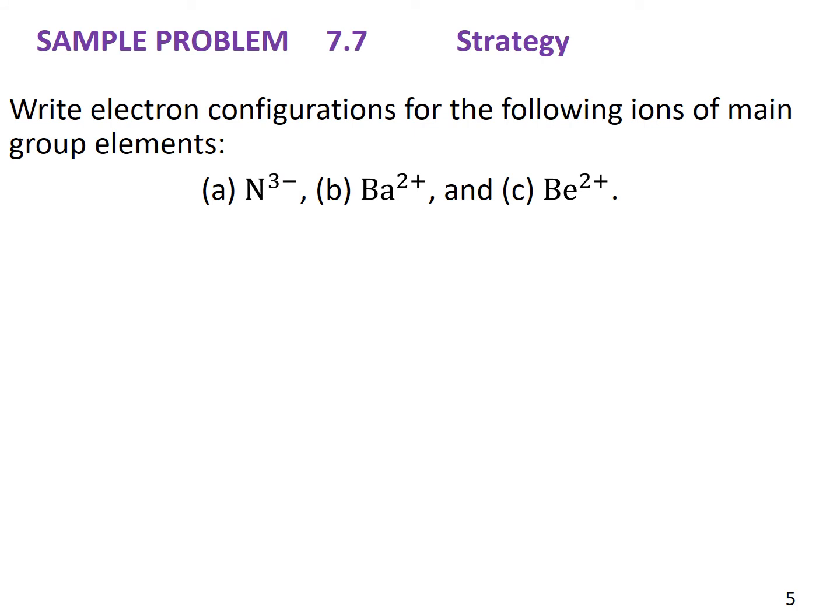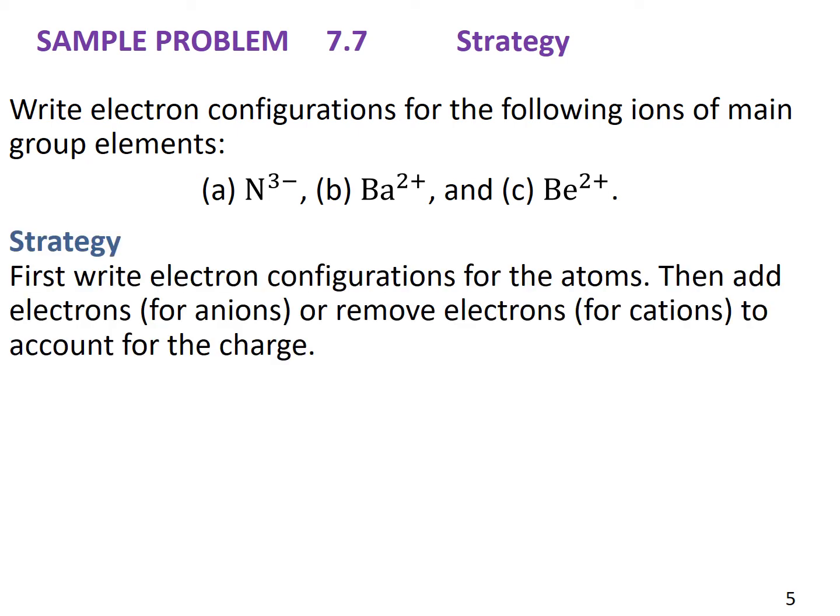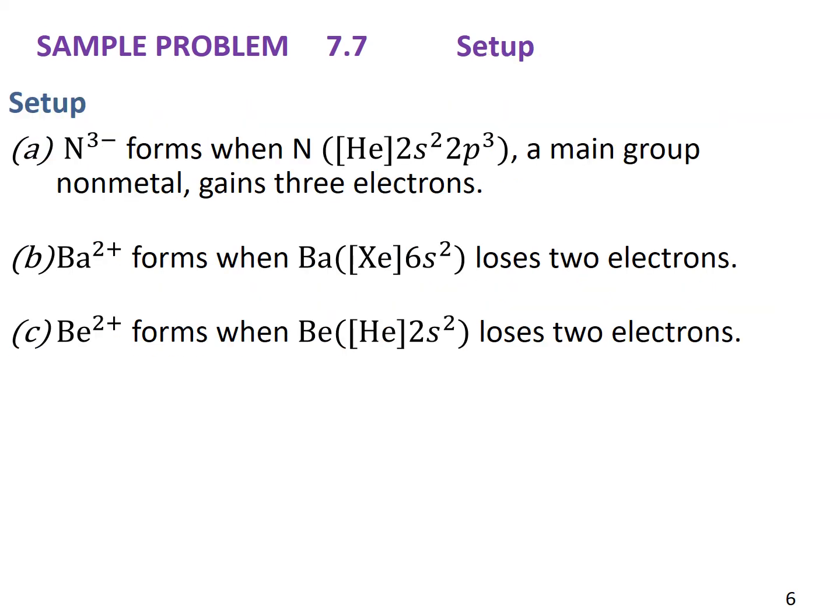So let's try some of these. Let's write electron configurations for the following ions of main group elements. I would preferentially first write the electron configuration of the atoms, then add electrons if it's anionic, or remove electrons for cations to account for those charges.